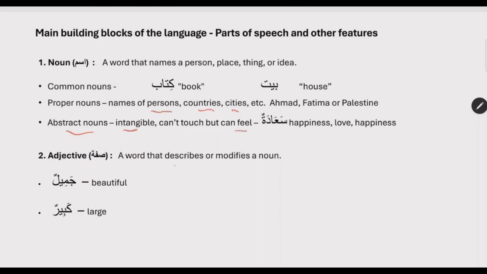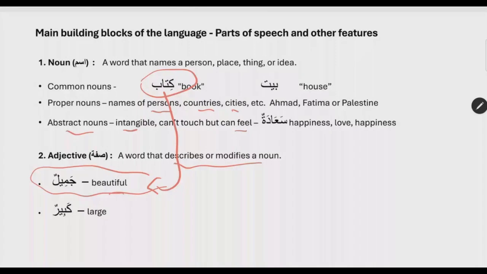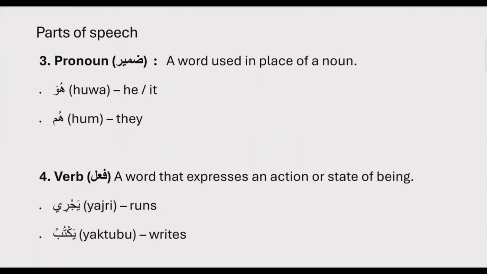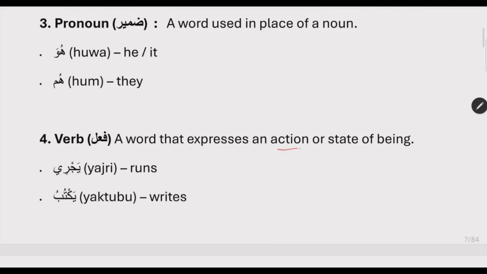Then we have adjectives that describe or modify a noun. So you can say kitabun jamilun. You can take this word and join it to an adjective, and then you get a little phrase saying a beautiful book, kitabun jamil, or kitabun kabir, which is a large book, or kitabun saghir, etc. So adjectives describe or give more meaning to a noun. Then we have a pronoun, a word used in place of a noun. For instance, huwa, hiya, anta, ana, nahnu, etc., which means he, it, they, she, we, us, you, etc. Those are pronouns.